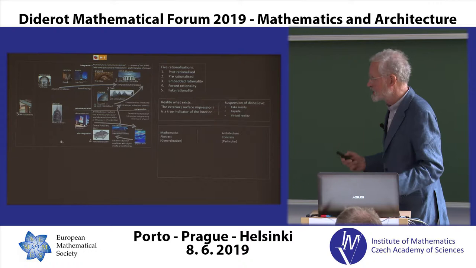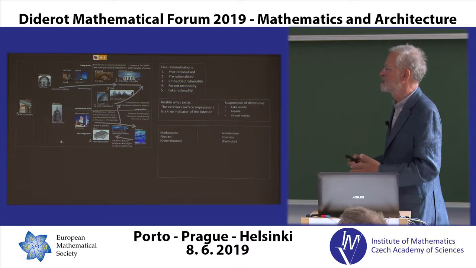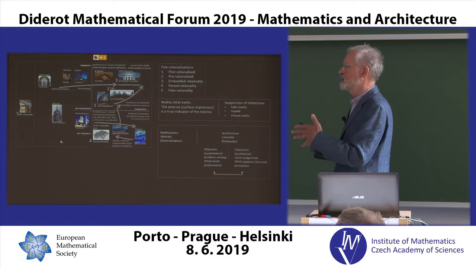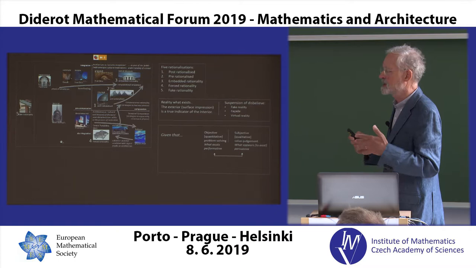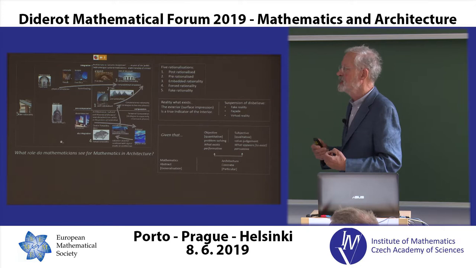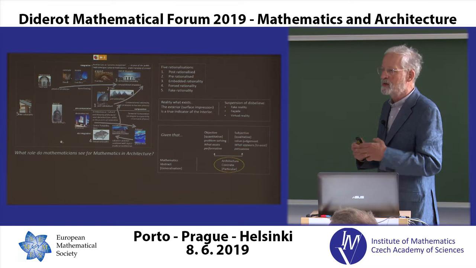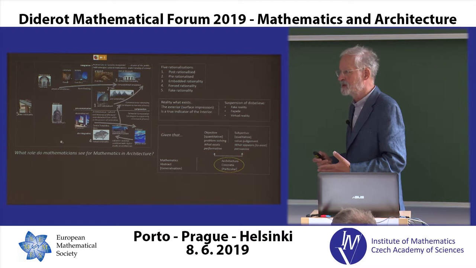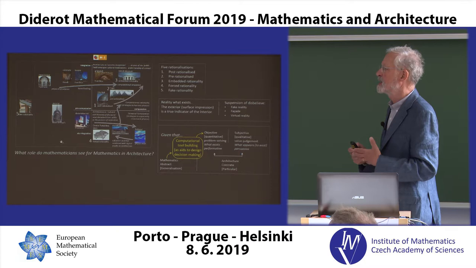And that brings us back to this idea of the distinction between mathematics as some abstract generalization and architecture being very concrete and very related to the particular, and the distinction between the objective and subjective components in architecture. But I'm going to turn that upside down. So given that architecture has these two components, we can ask the question, what role do mathematicians see for mathematics in architecture? Is it about providing support for individual architects creating individual buildings, some of which have been very impressive? Or is there something more general to do?